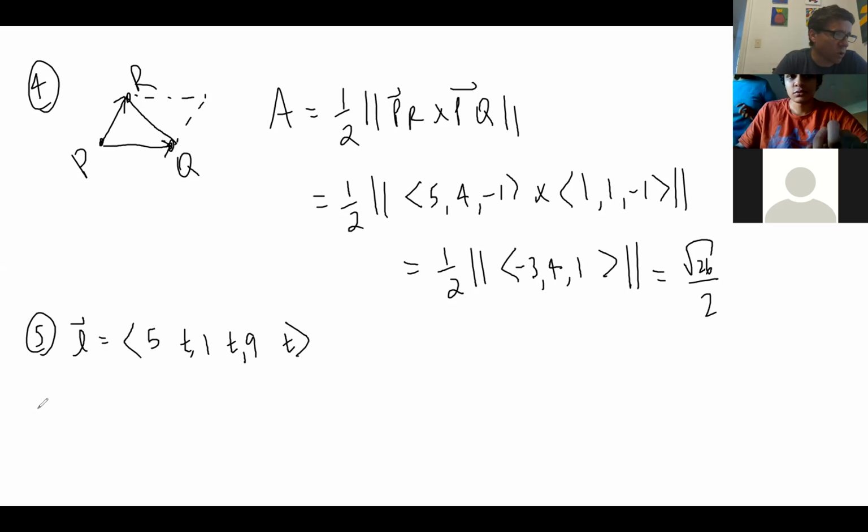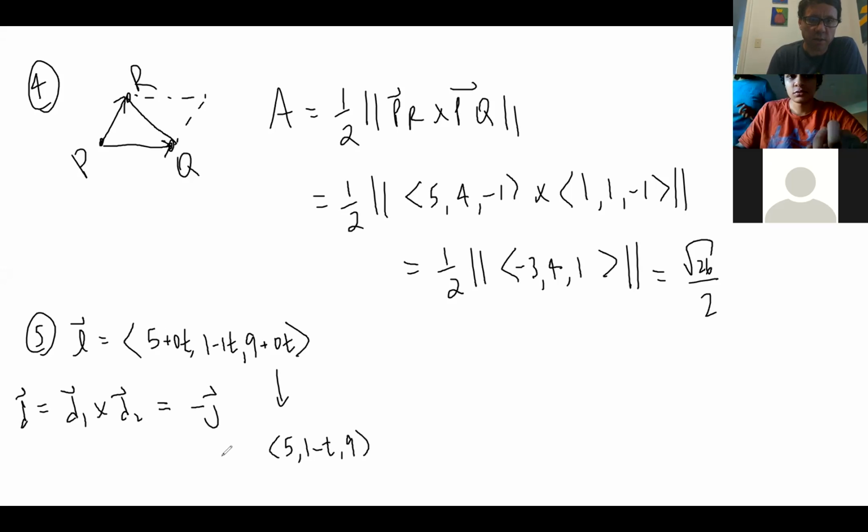It says it's orthogonal to 2 things, and if you have 2 things you want it to be orthogonal to, you take the cross product. So your direction will be d1 cross d2. You take the 2 vectors that you're given and cross them together. Actually, all you get is just minus j. So that means this will be plus 0t minus 1t and plus 0t. Or if you prefer, you can just write that as 5, 1 minus t, and 9. And that's the equation of the line in vector format.